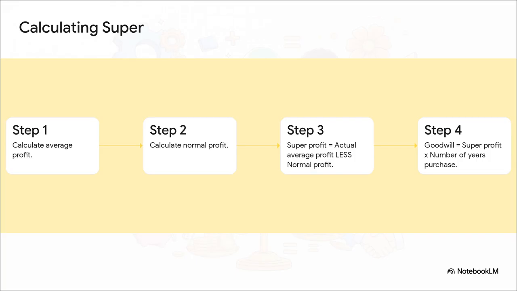Think of it this way. If your business pulls in $100,000, but the standard for your industry size is only $60,000, well, that extra $40,000, that is your super profit. It's the literal premium you earn because of your exceptional reputation and customer loyalty. Finally, in step 4, you value the goodwill by multiplying that super profit by the number of years purchase.